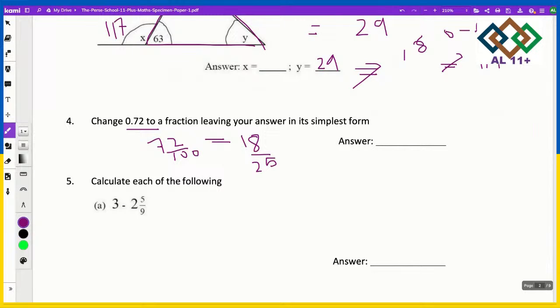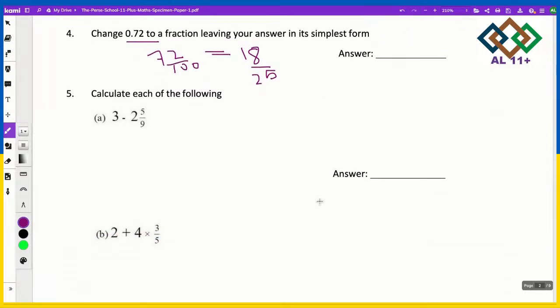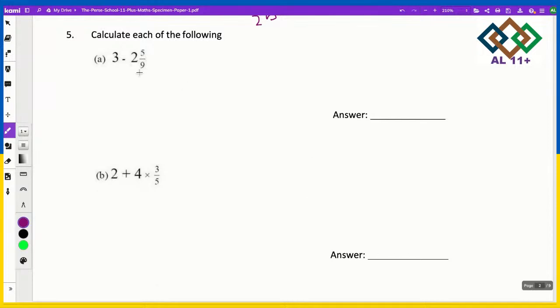So that is 18 by 25. And the next one is they are testing if you guys know fractions basically. So it's 3 minus, and there's a fraction here. You have to make it in simple form. First, you have to do 3 minus. Remember, when you have a fraction like this, you have to multiply the bottom and add the top.